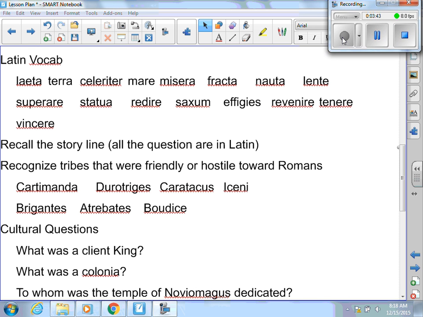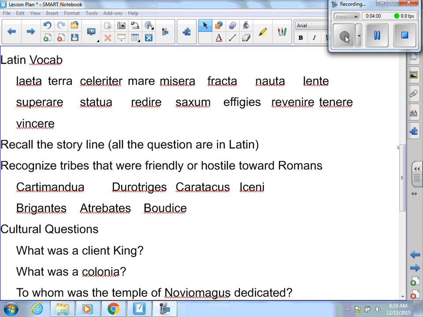You have the Cartimandua, which is misspelled here. There we go. They were friendly to the Romans. They had a queen that helped out, handed over some of the people that were not being nice to the Romans. You have the Durotriges. They were definitely not friendly to the Romans.